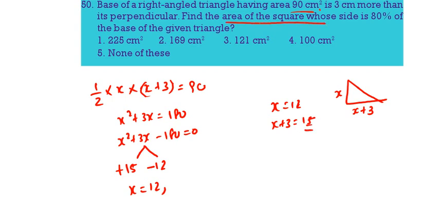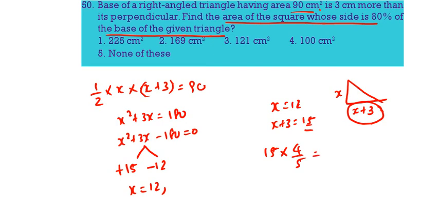Find the area of the square whose side is 80% of the base. The base is 15, and we want 80%, which means 4 by 5. So that is equal to 12. 12 is the side of the square. Area is 144. 144 is the correct answer. We don't have that, so none of these.